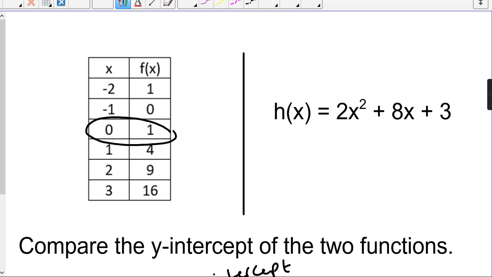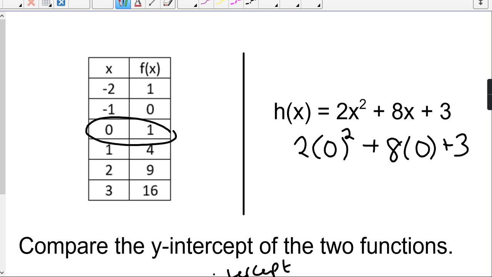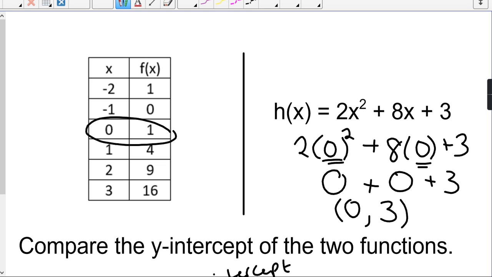Looking at an equation, we could put an input of 0 for x and see what we get for y. So if we replace x with 0 in this equation, so wherever we see x, we put 0 every single time we see x, and solve that, we have 0 squared, which is 0, times 2 is 0. 8 times 0 is 0. And 0 plus 3 is 3. So when we put an input of 0 in our equation for x, we got out 3.